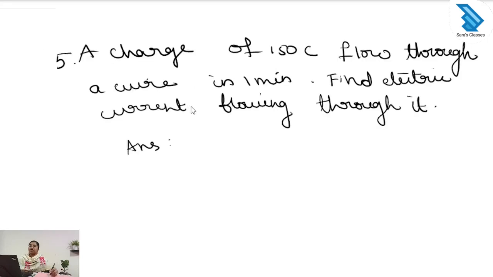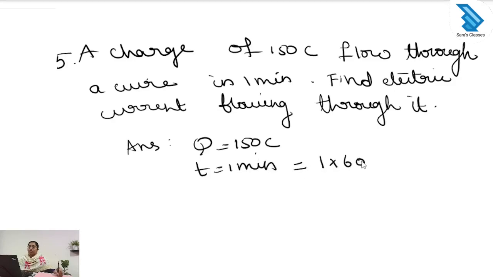Next question, a charge of 150 coulomb flows through a wire in 1 minute. Find the current passing through it. So here the charge is given as 150 coulomb and the time is given as 1 minute. So convert that into seconds. So 1 into 60, it is 60 seconds.